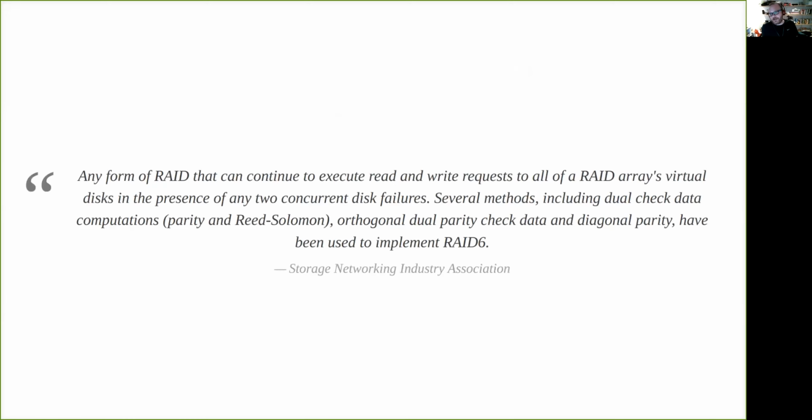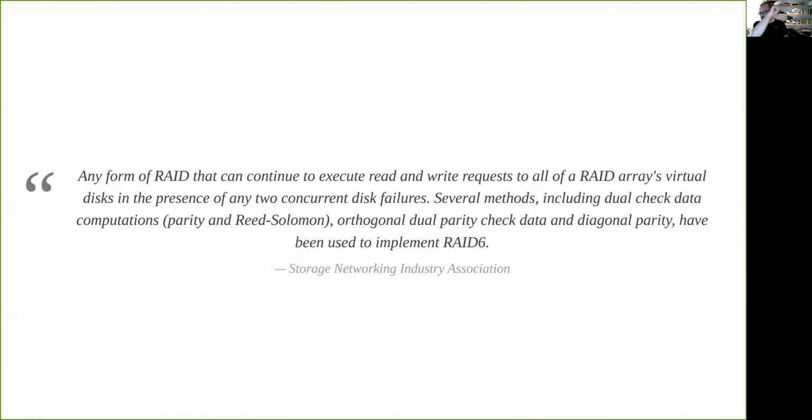Any form of RAID that can use 2 parity blocks and a number of data blocks counts as RAID 6. So RAID 6 doesn't have a definition beyond that. And it says that several methods have been used: dual check data computation, so parity and Reed-Solomon, which we're going to talk about in a moment. That's very common. Orthogonal dual parity data, so instead of going across the disks, go diagonally, or some other combination. So still use XOR, but not on the same disks. And that then is somehow enough information to recover what you want.